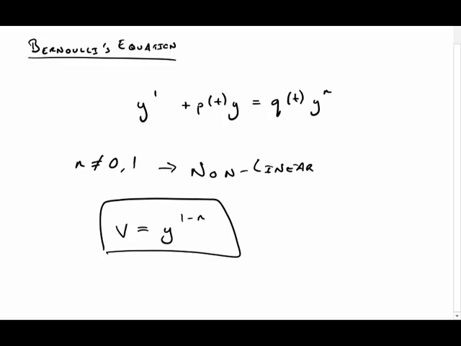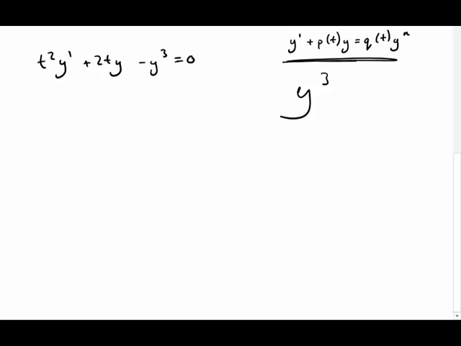So let's pull up the example. Here is our example. As you can see, this is non-linear because of this term here. This term makes it non-linear because it's y cubed. It's not just a single y; y is being raised to some power. So the general form for a Bernoulli equation is like this.